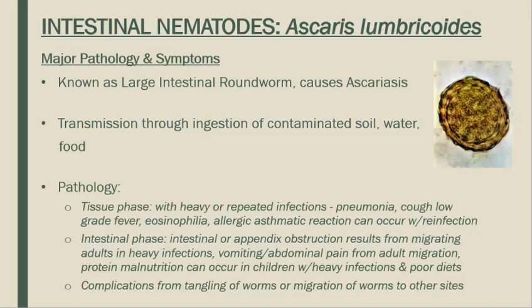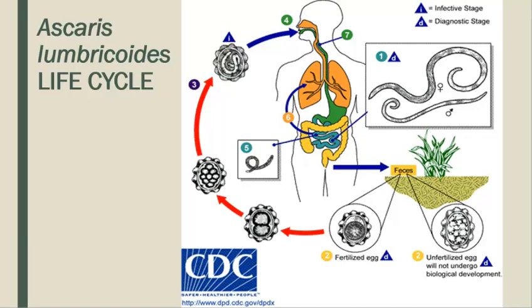In the intestinal phase, you might have intestinal or appendix obstructions resulting from migrating adults or heavy infections, vomiting, abdominal pain, again from adult migrating worms. You may have protein malnutrition that can occur in children, especially with heavy infections and poor diets. Also, you may have complications from the worms getting tangled or the migration of worms to other sites in the body. Here is the life cycle for Ascaris lumbricoides.